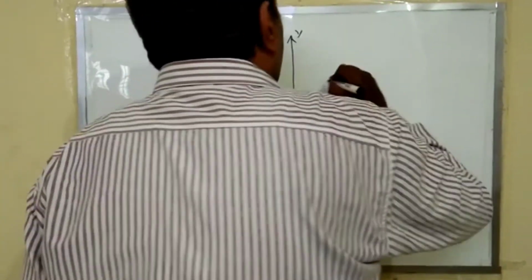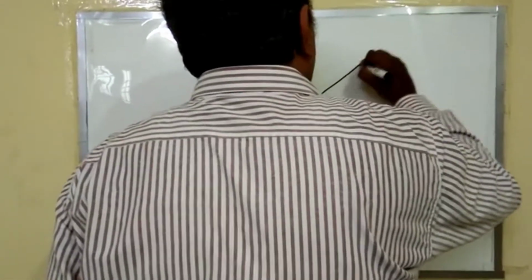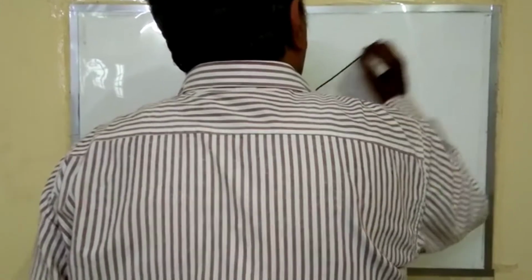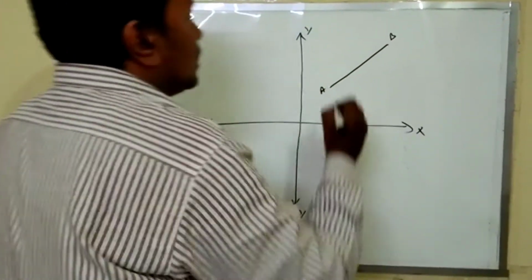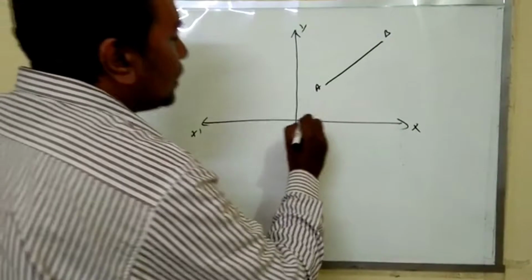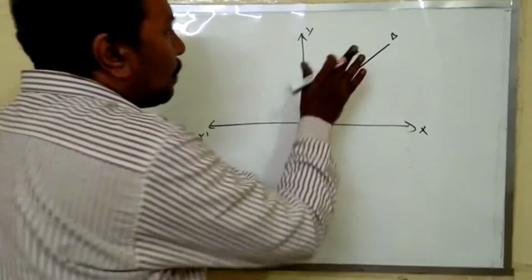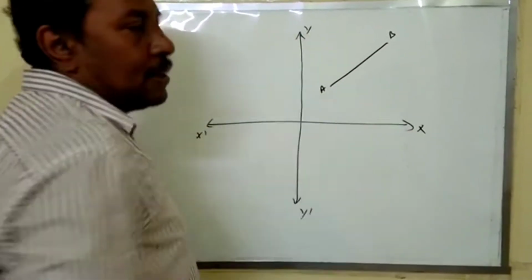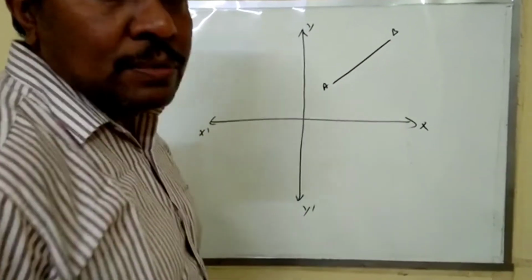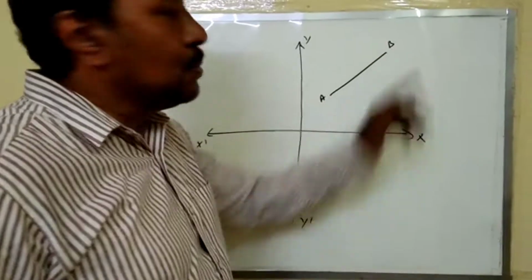Here I am drawing a line segment naming A and B. This line segment AB is neither parallel to the x-axis nor parallel to the y-axis. It is not parallel to the x-axis, not parallel to the y-axis. If it is so, how do we find the distance between these two points?